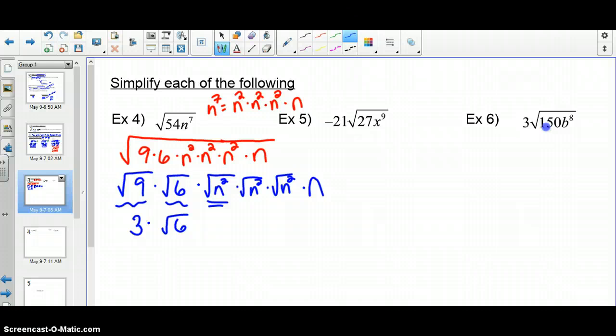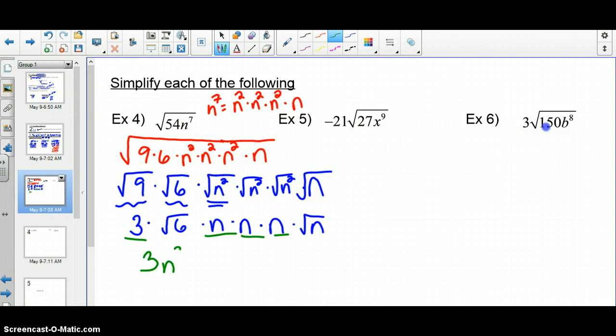Root n squared is just n. Root n squared again is n, and then again. And then, whoops, I forgot to put that radical under that one. And then I have radical n for my last one. Alright, so I'm going to multiply these four things together. That's going to be 3n cubed times root 6 times root n.